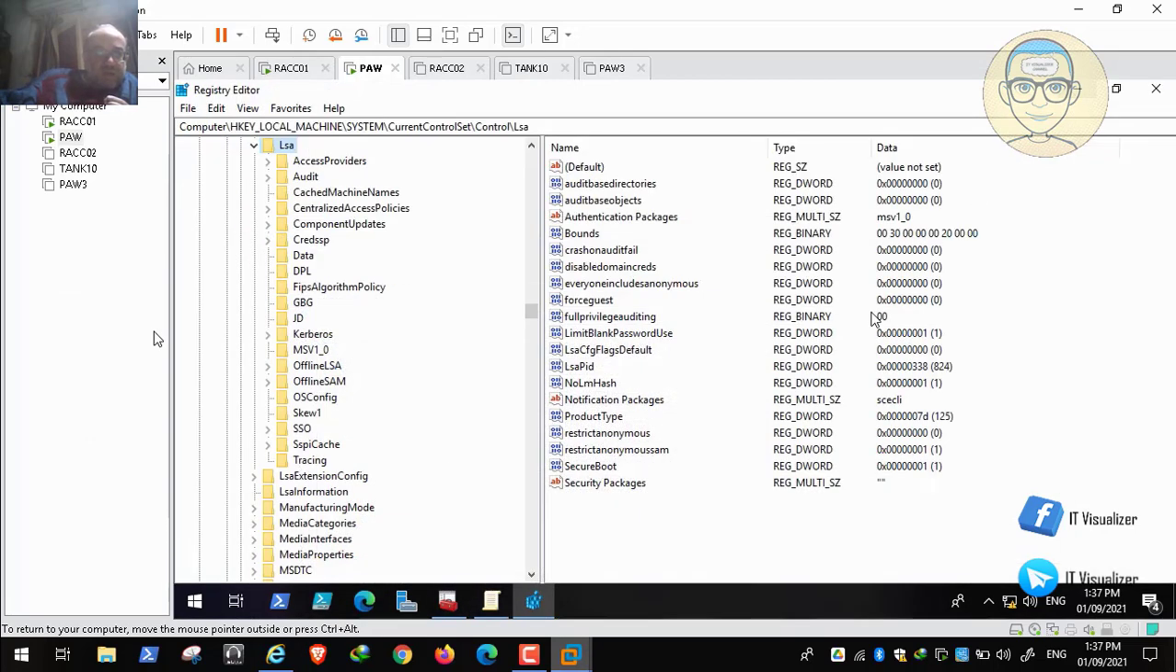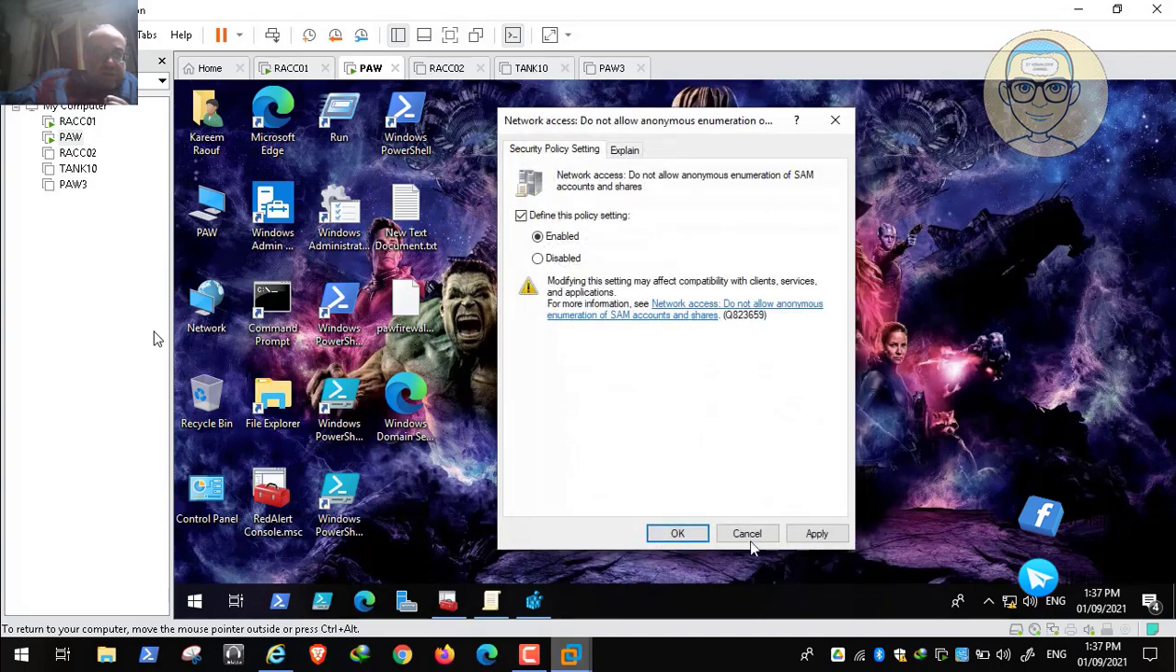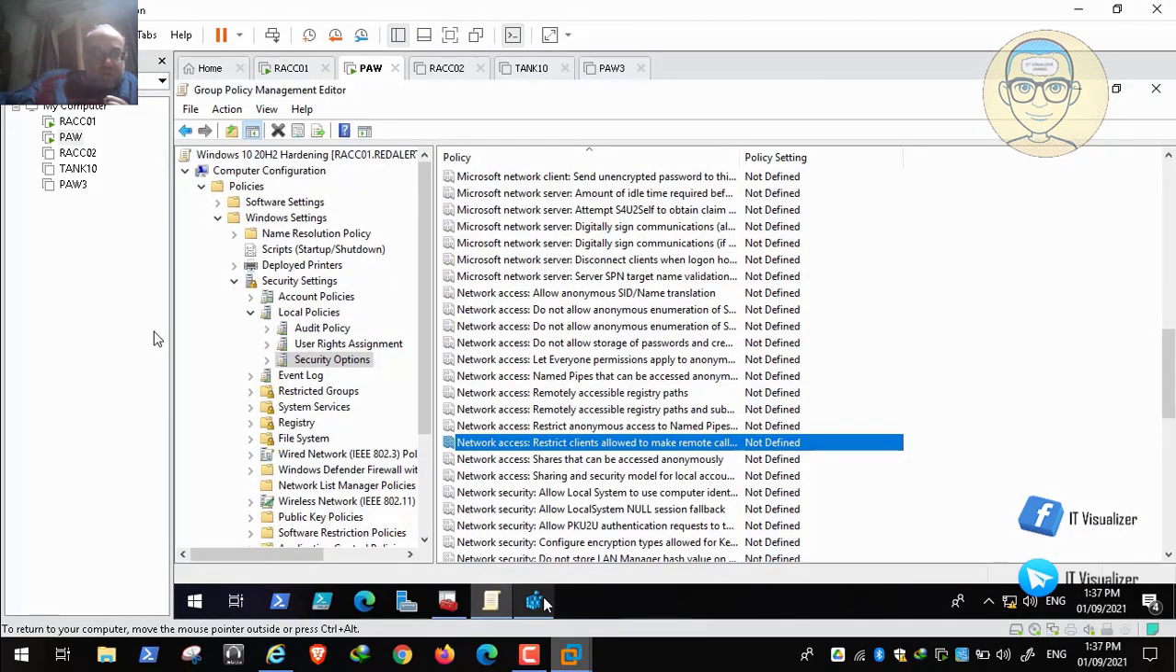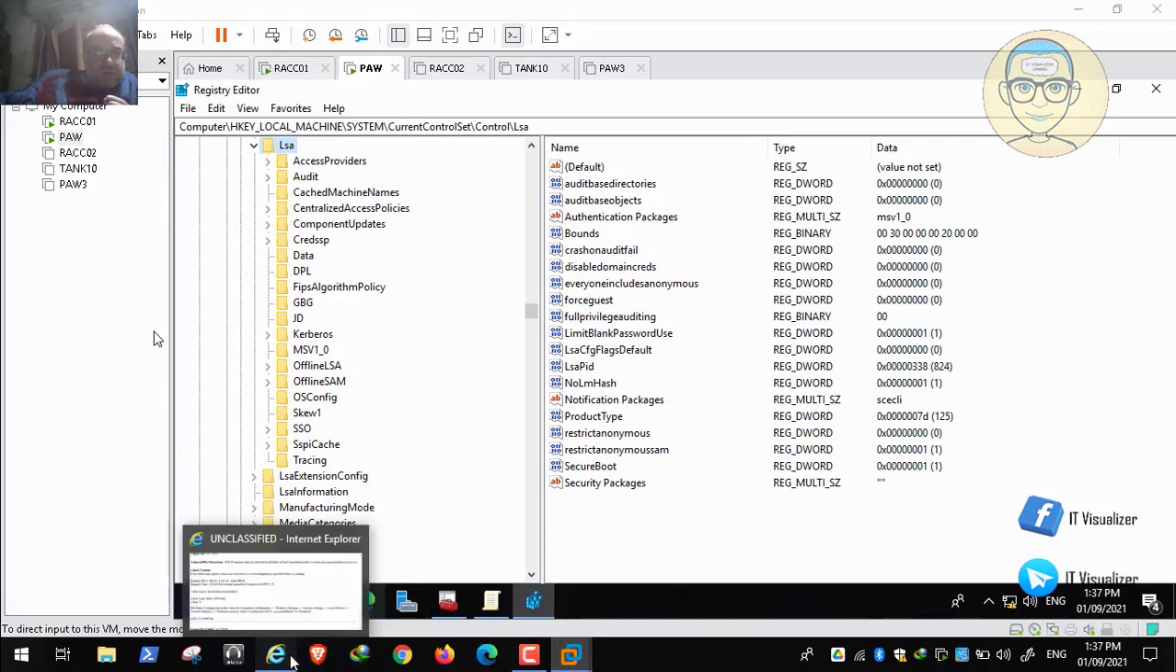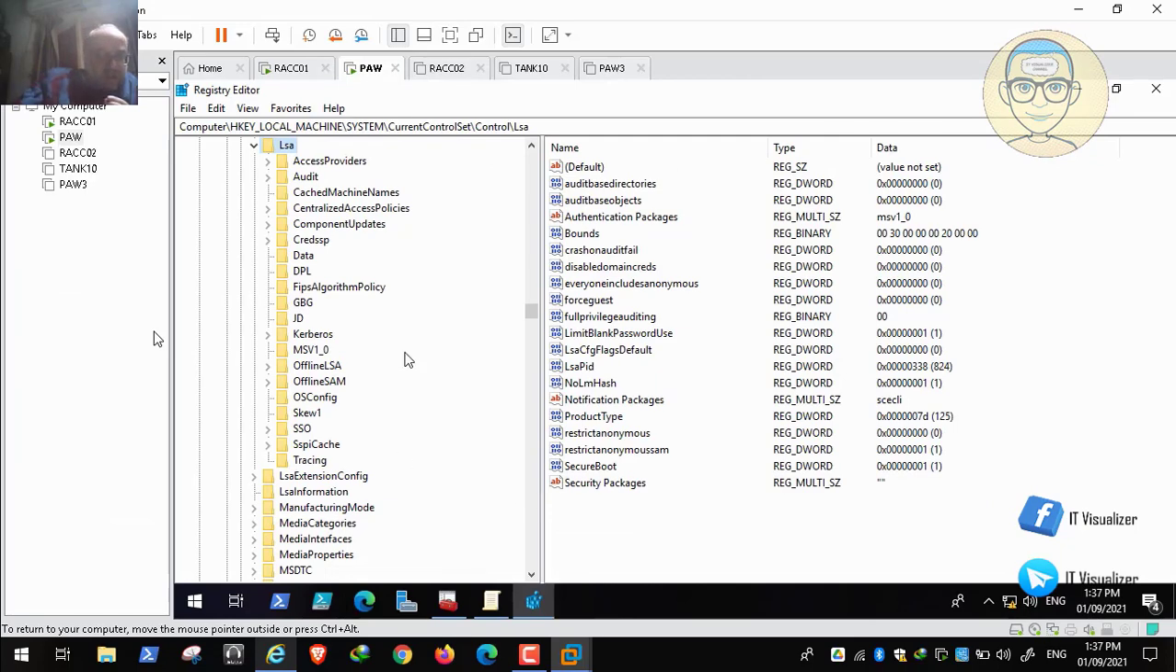But anyway, we need to check the registry to see if it is already enabled or not. I think it's not enabled. So we can see here, allow local system null session fallback. I think I began to understand: it's saying that for local system, if you are trying to access the machine using a domain account, and it fails to authenticate to the domain controller because of some authentication issue concerning the protocols.